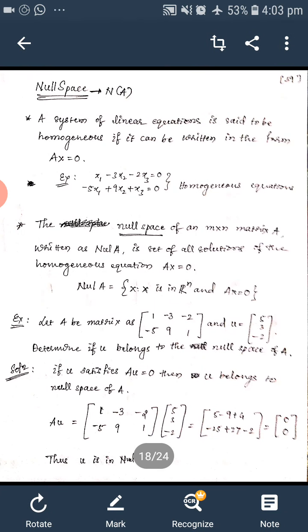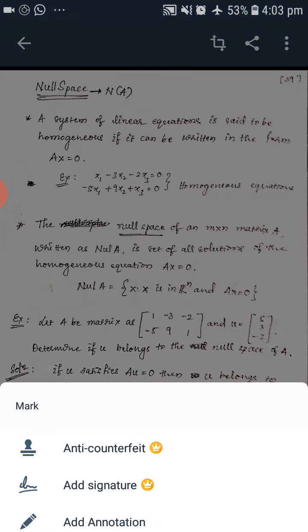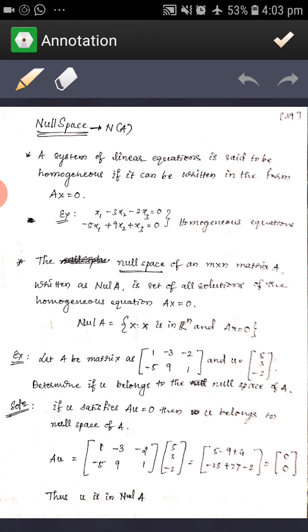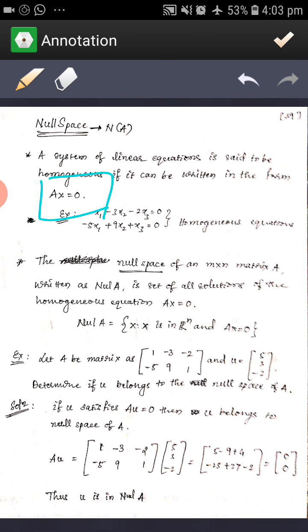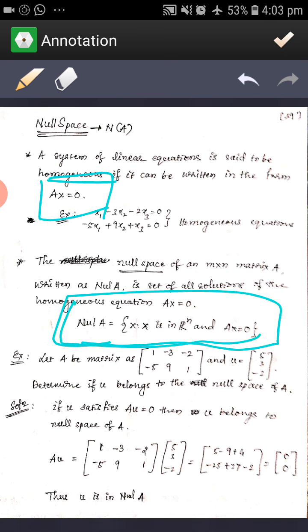The next one, null space. Null space is one more concept. A system of linear equations is said to be homogeneous if it is in the form Ax equal to 0. We have already seen that if Ax equal to 0, then we call the system homogeneous. Then the null space is the set in which Ax equal to 0. If we multiply matrix A with X and it comes to 0, then we call it the null space.